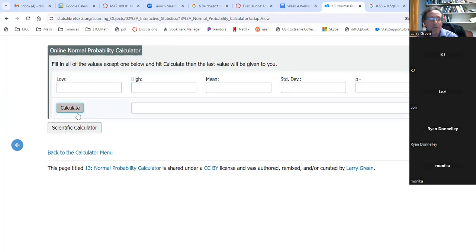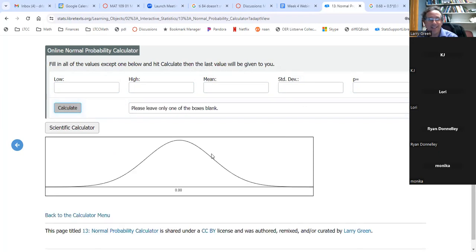And by the way, there's a thing down here at the bottom. That's basically a message box that's going to tell you things. So if I hit calculate without doing anything, it'll give you a message. Please leave only one of the boxes blank, because it can't find everything if there's nothing given. Does that make sense? So it'll give you a message if there's an issue.